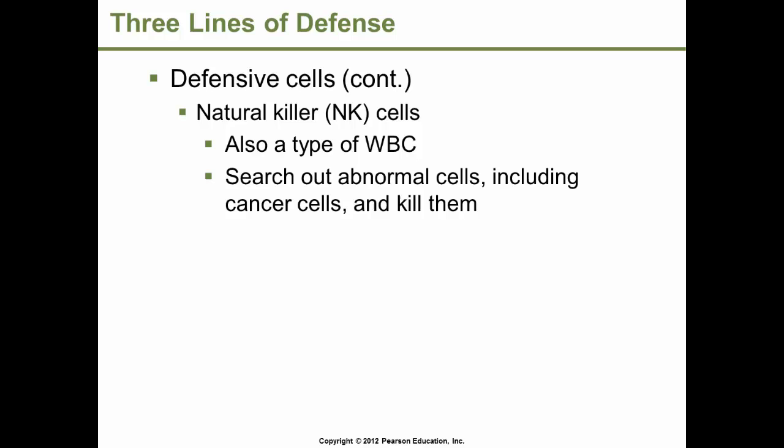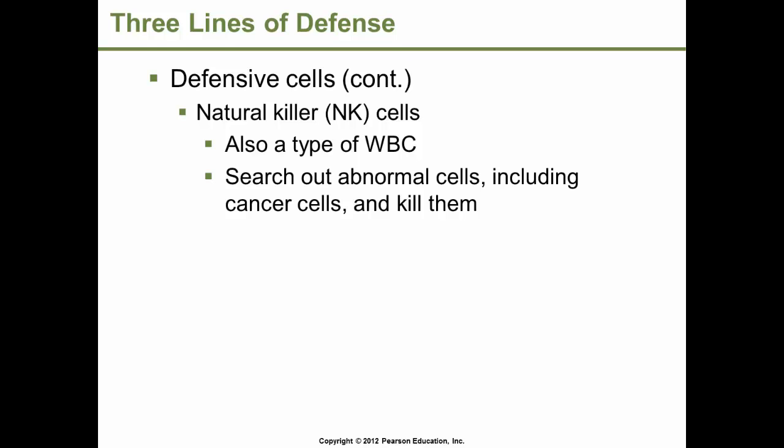Defensive cells continue to include our natural killer cells. It's a type of white blood cell whose purpose is to search out abnormal cells, killing cancer cells. They're not specific, though. They respond to any abnormal cell whose membrane has been altered by the addition of proteins not recognized by the natural killer cells. Their primary target is cancerous cells and cells infected by viruses.